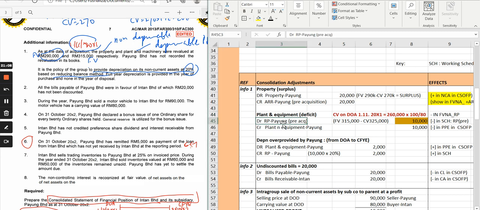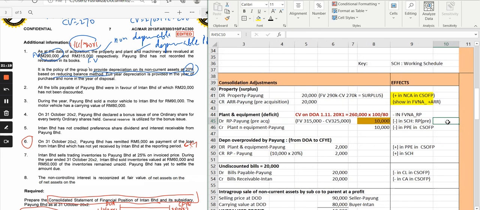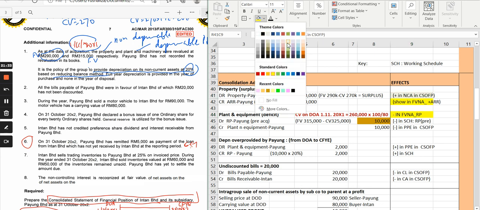So when you debit retained profit, it was on the date of acquisition, so you need to adjust the pre-acquisition balance. And when you do that, you need to also adjust the retained profit workings in your fair value of net asset. So here again, the fair value of net asset has to be adjusted as well.